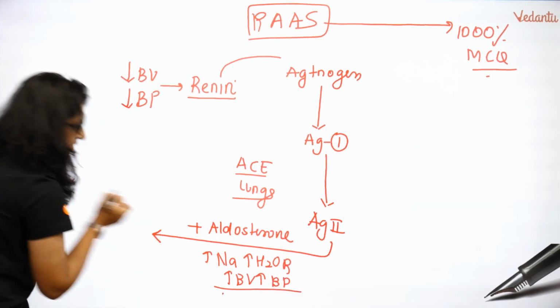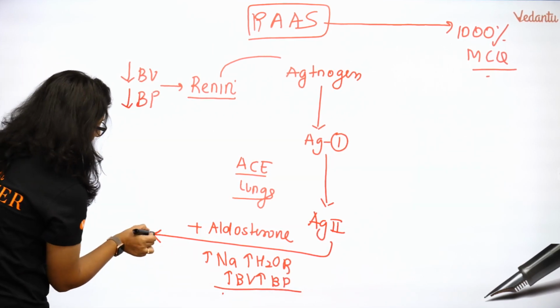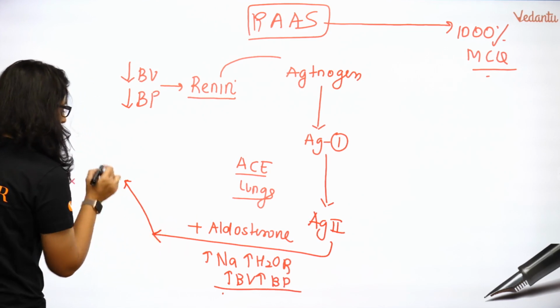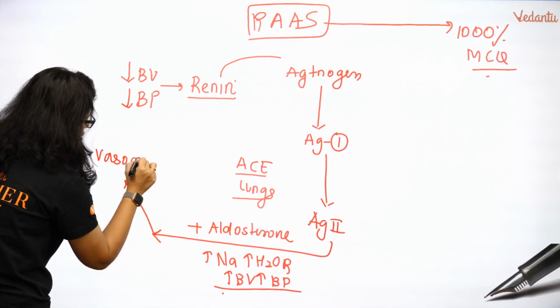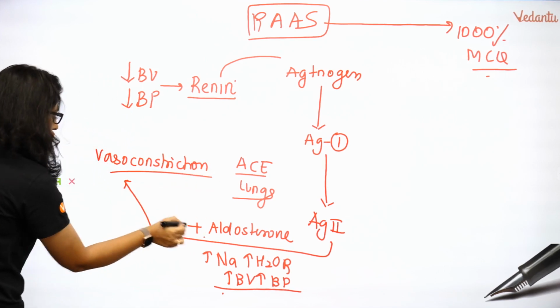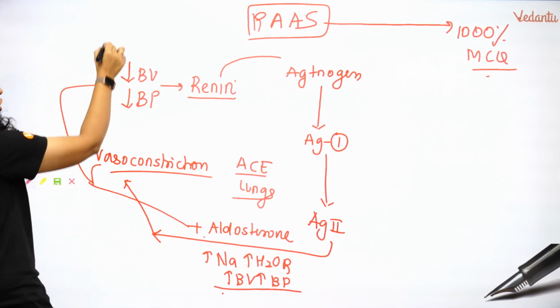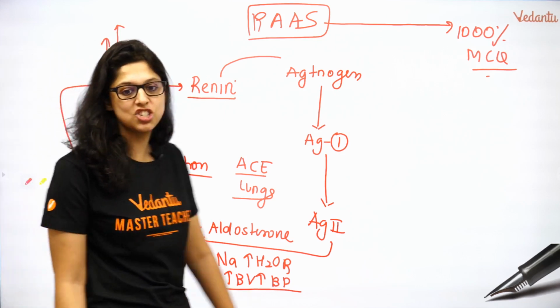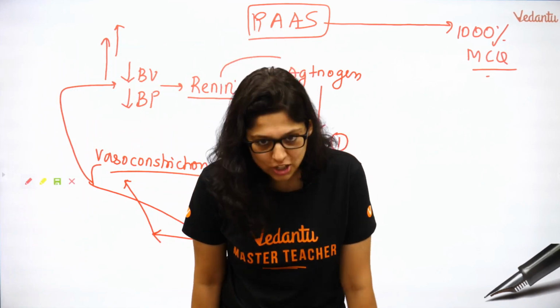Look at this amazing slide. And then finally, angiotensin 2 causes vasoconstriction. So because of vasoconstriction and aldosterone, because of both of them, blood volume and blood pressure go up. That is the renin-angiotensin-aldosterone system.